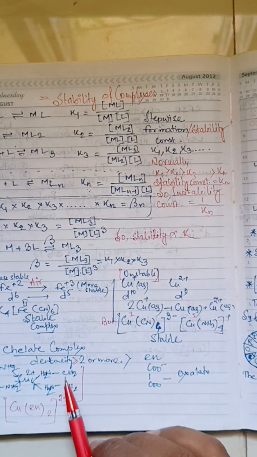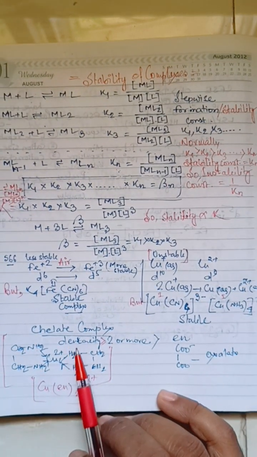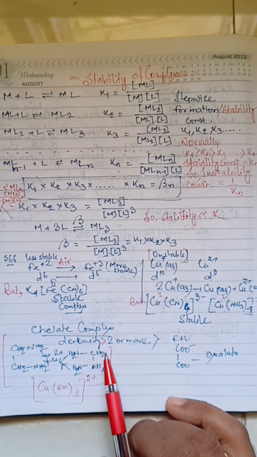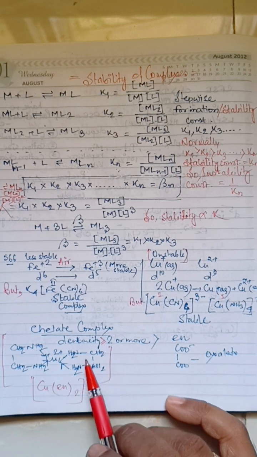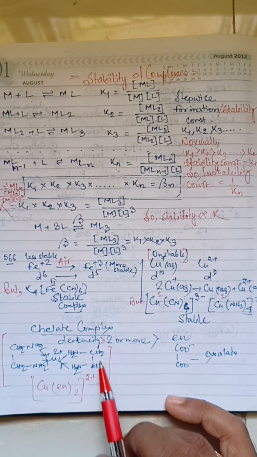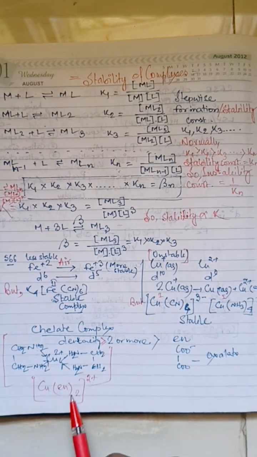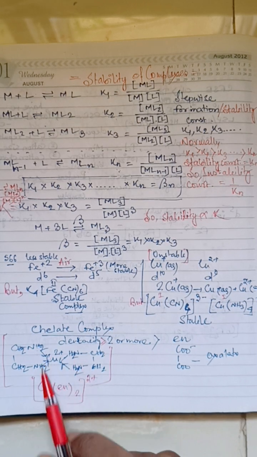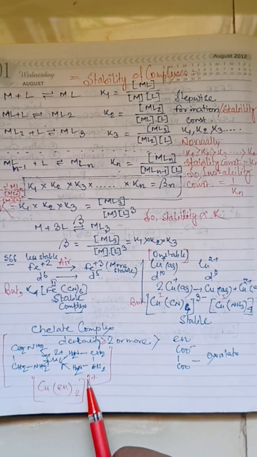Now, one more example, of a chelate complex. Chelation occurs for those ligands which have denticity of 2 or more than 2. Ligands having denticity, or donor atoms, of 2 or more form chelation, that means ring formation. Copper(II) ion when surrounded by two ethylenediamine forms a chelate compound and becomes more stable. So chelation creates stability in the complex ion.